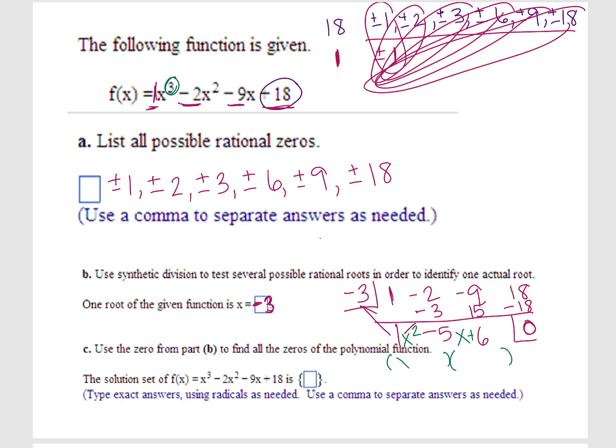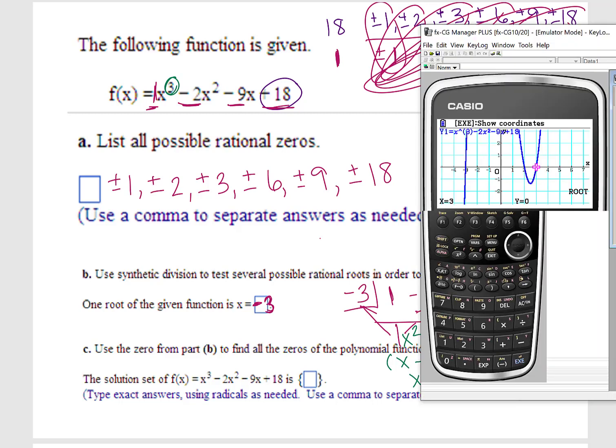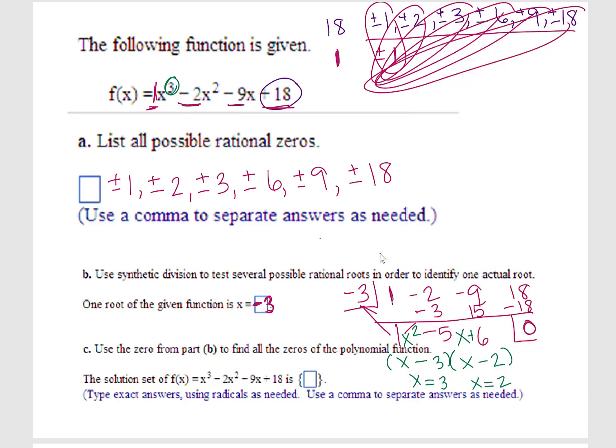So if I was to factor this, I'd say, okay, this is x minus 3, x minus 2, set each of those to 0, and I'd get x equals 3 and x equals 2. And that's what we saw in our calculator, right? We saw that we had a 0 at 3, at 2, and at -3. And notice that -3 was the one that I removed with synthetic division. So when it asks for my solution set, I have to list all 3 of them. My solution set is -3, 2, and +3.